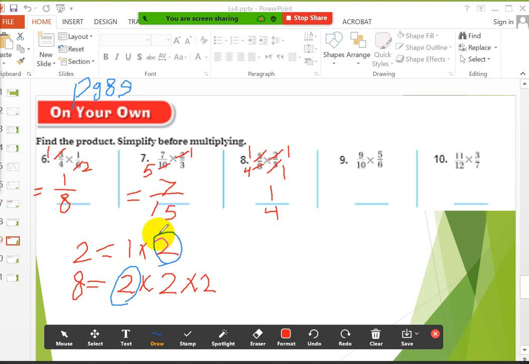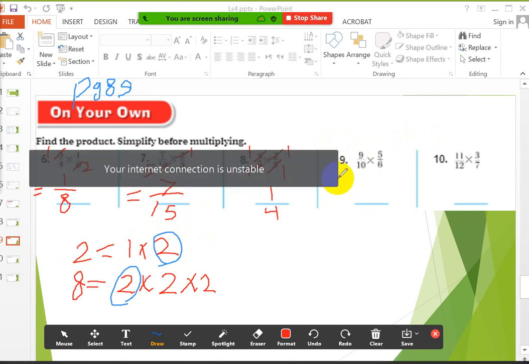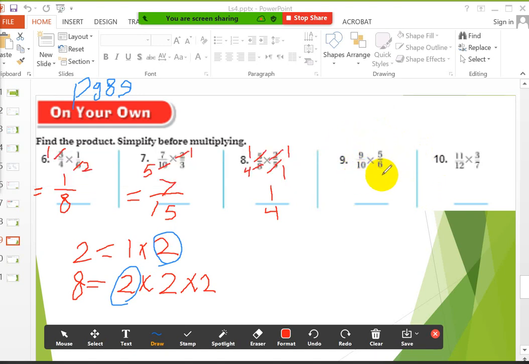Yes, Asma. Number 9. Asma, do you have any problem in your mind? Okay, welcome. Now I want you to solve number 9 with me. 9 over 10 multiply 5 over 6. If I want to find the greatest common factor for both 9 and 6, is there any greatest common factor between them? Yeah. What is it, Asma? What is the number that both 9 and 6 are able to divide by?